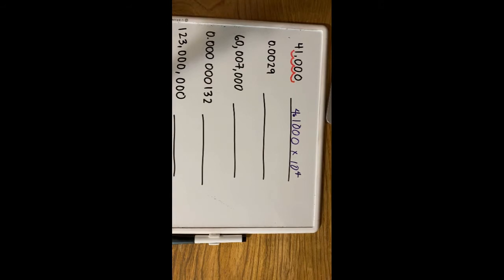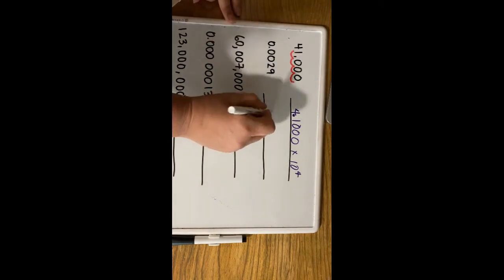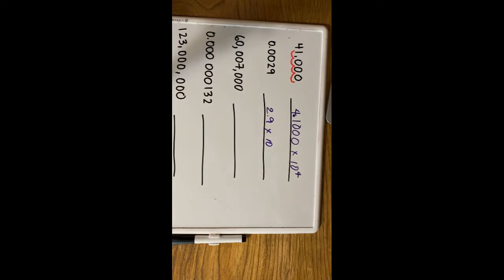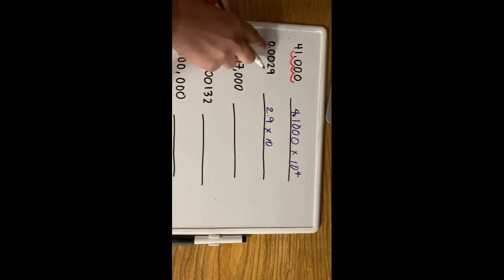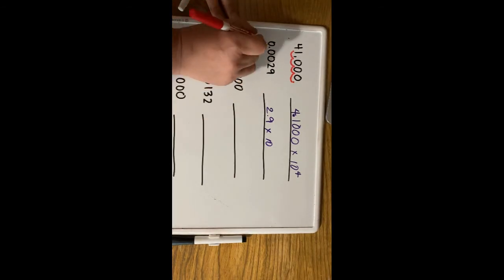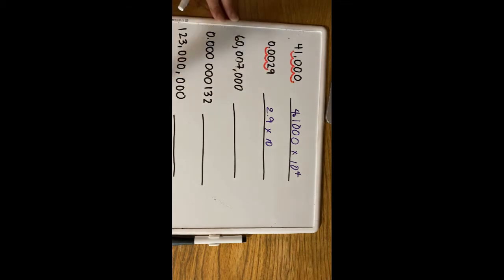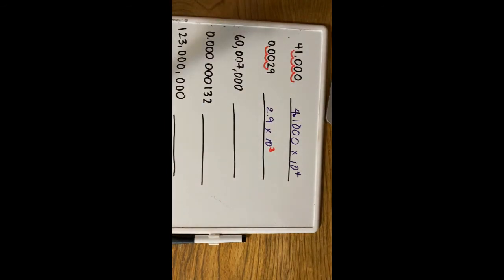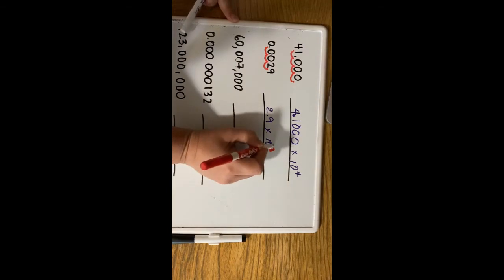Okay, let's look at the next one. We want to have this number be 2.9 times 10 to the something. So we need to identify where that decimal is right now. The decimal is right here, and we want to move it over here. So we're going to do 1, 2, 3. We moved it 3 spots. Now, is it positive or is it negative? Well, the original number is less than 1, so this would be negative.